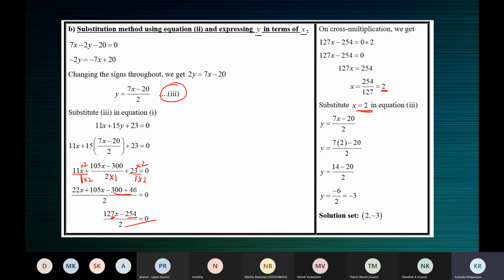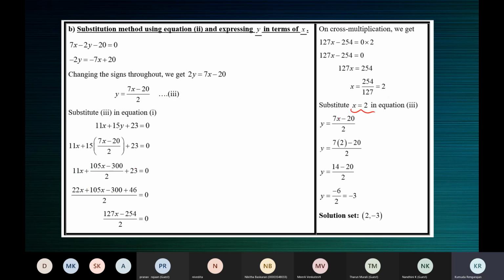What is usually followed, that's all. So substitute x is equal to 2 in this equation 3. Not expression, in this equation 3. So y is equal to 7x minus 20 by 2.